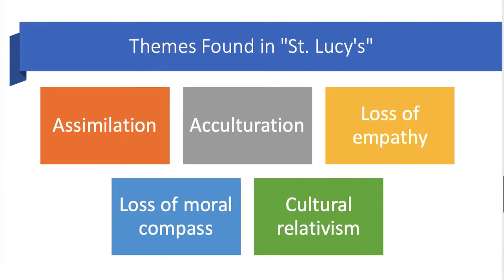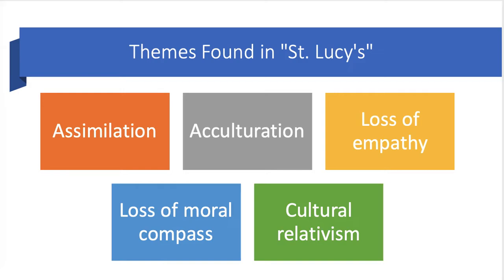So what kinds of themes could we pull from St. Lucy's? We could pull themes like assimilation, meaning the idea of having to adapt to a different culture and maybe change the way that we behave and the way that we think of ourselves. Acculturation is something very similar to that. Loss of empathy would go back to those examples I was pointing out where the girls are not helping each other. Empathy is the ability to feel what somebody else is feeling, so a lack of compassion would also be an example of a loss of empathy. And loss of moral compass means the loss of a sense of what's right and wrong.